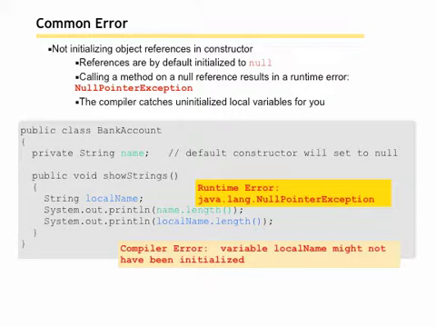Similarly, we will get an error if we try to say String localName and then access localName.length because that also does not have an object. And the error there would be variable not initialized because it's a local variable as opposed to an instance field. Both examples are errors, however.